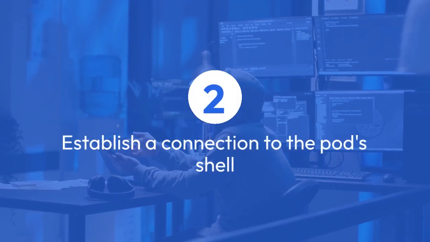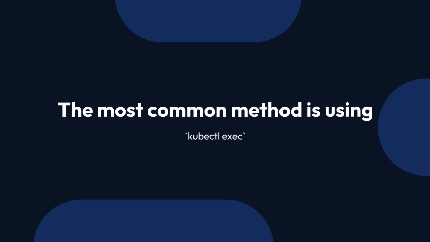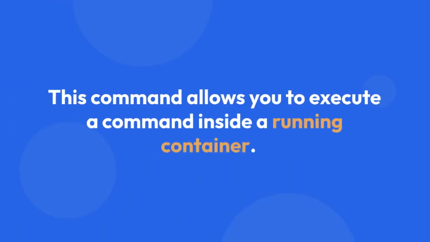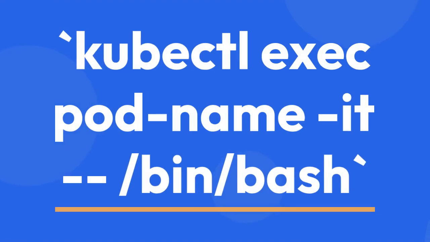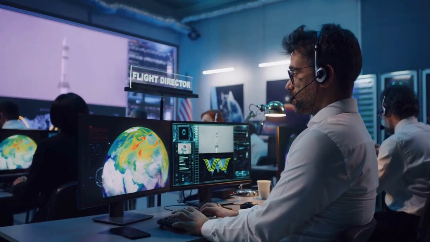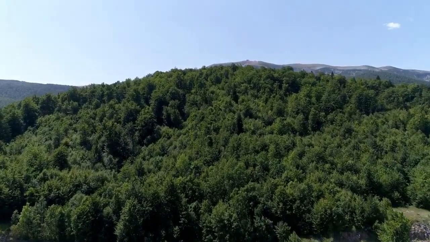2. Next, you'll need to establish a connection to the pod's shell. The most common method is using kubectl exec. This command allows you to execute a command inside a running container. The basic syntax is kubectl exec <pod-name> -it /bin/bash. Replace pod-name with the actual name of your pod. This will open a bash shell inside the container.